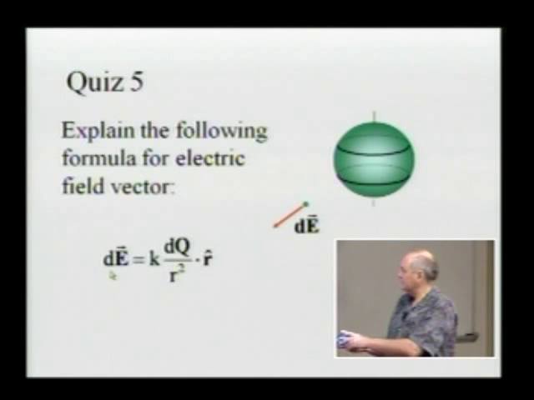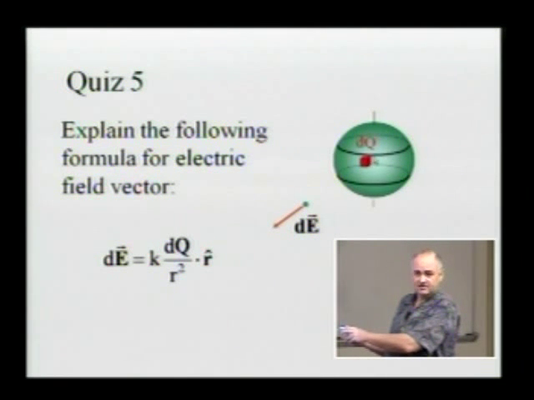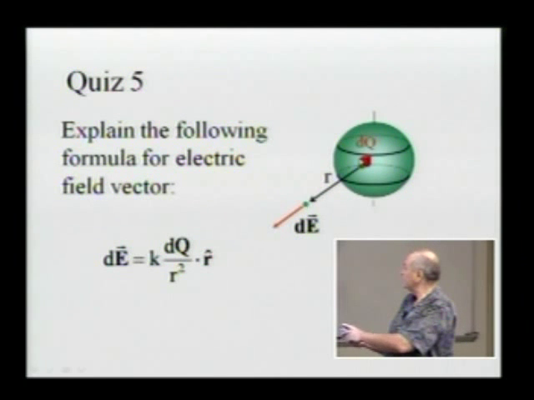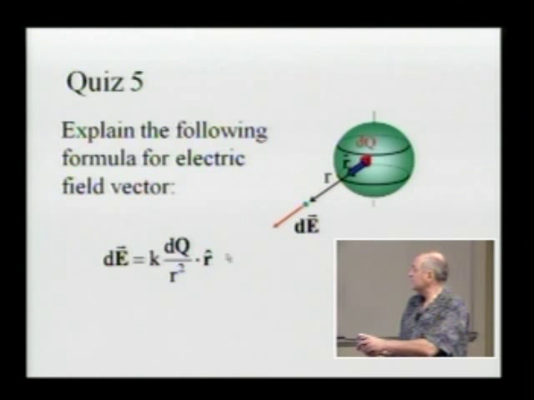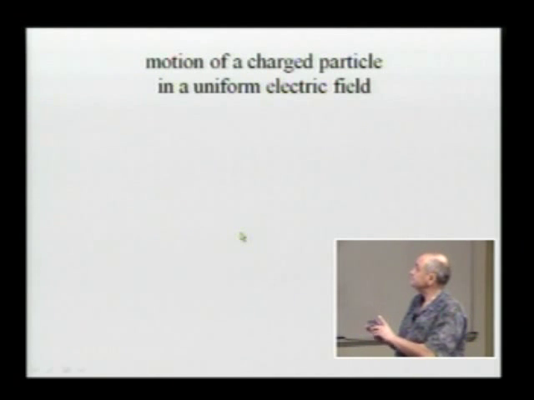dE is a contribution to the electric field at that location due to a differential segment of the body. K is Coulomb's constant, dQ is the charge of that differential piece. R is the distance between the piece and the considered point at which we calculate the electric field vector, and unit vector R is a vector indicating direction from that differential piece toward the point of interest.